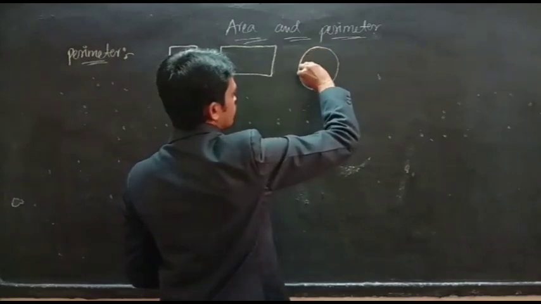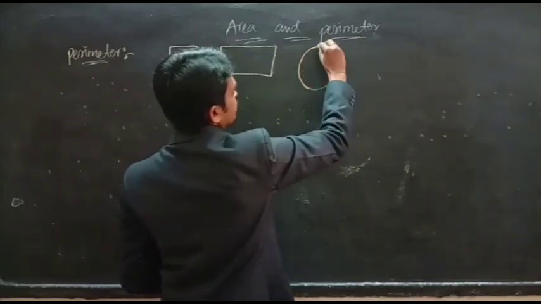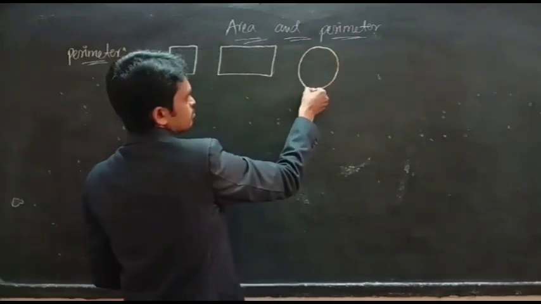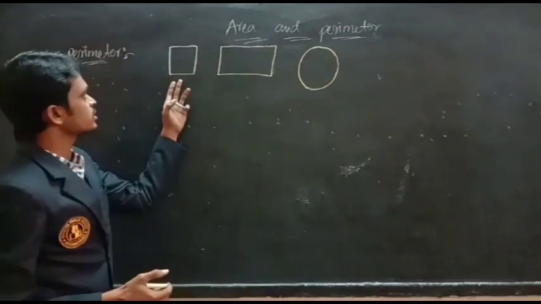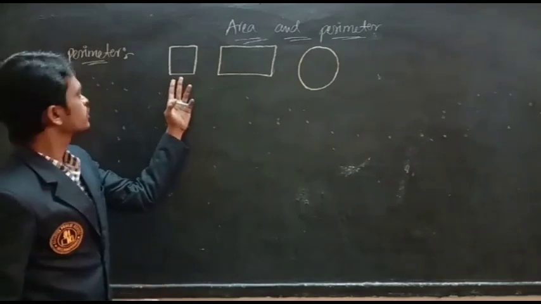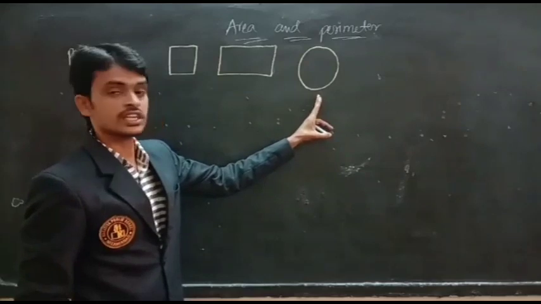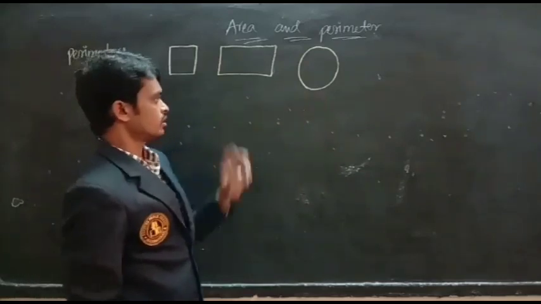For a circle, what will you call it? Circumference, we will say. Circumference. So for geometrical figures like this we will say perimeter, and for curved surfaces we will say circumference.